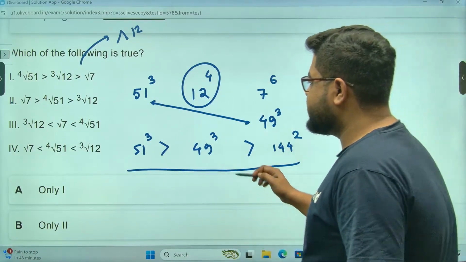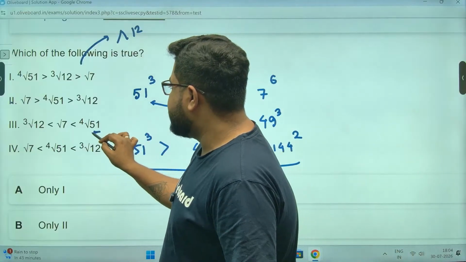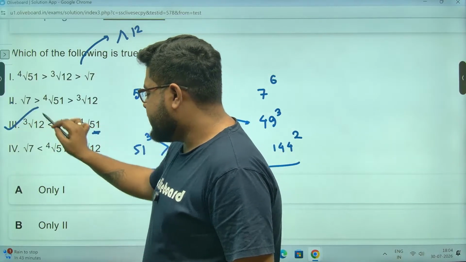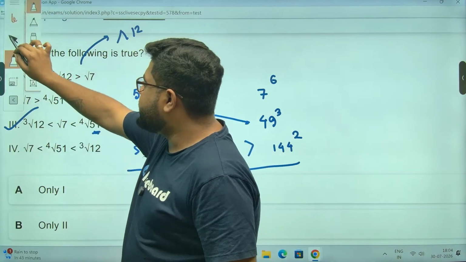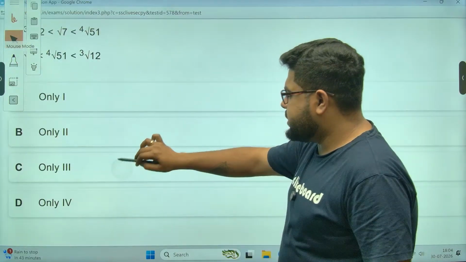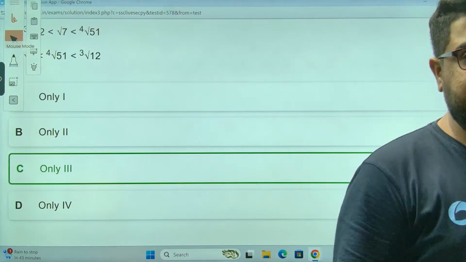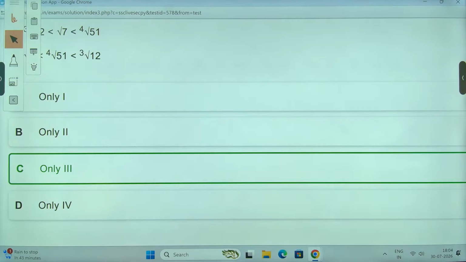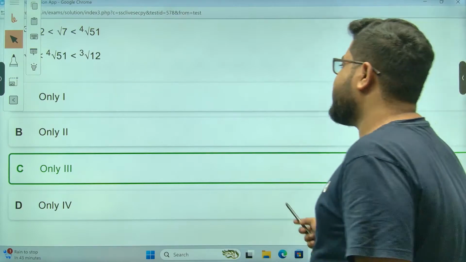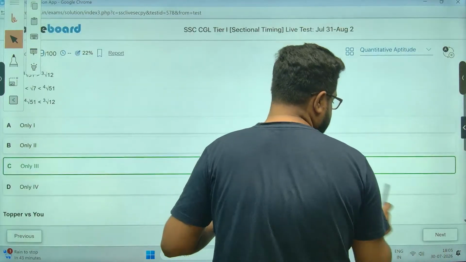51 cube will be highest. Again, 51 cube meaning this part. This term is highest, only in option 3. That's your answer. I just have to scroll down. This is your correct answer. The real deal was about 51 cube and 49 cube.